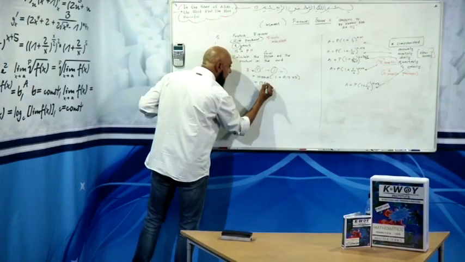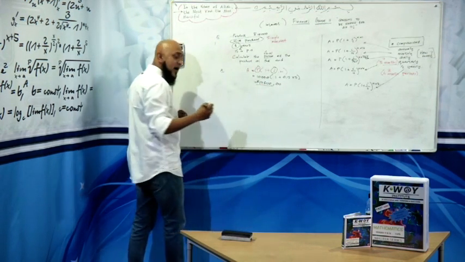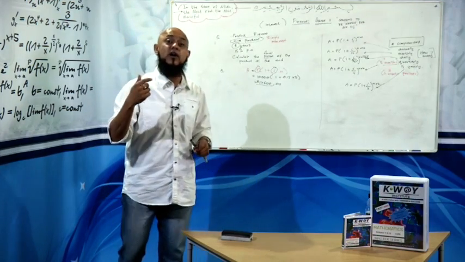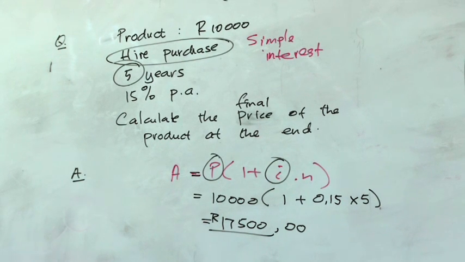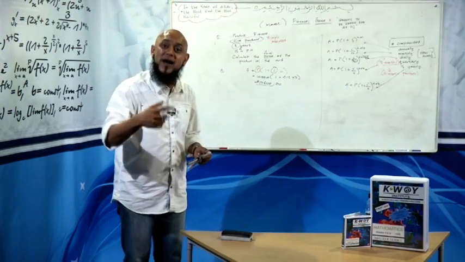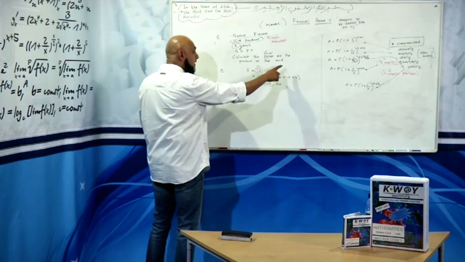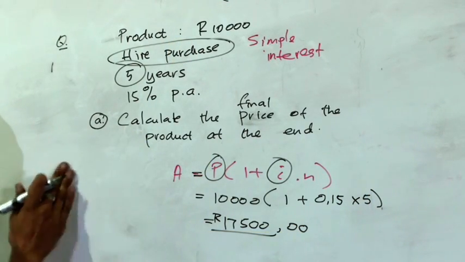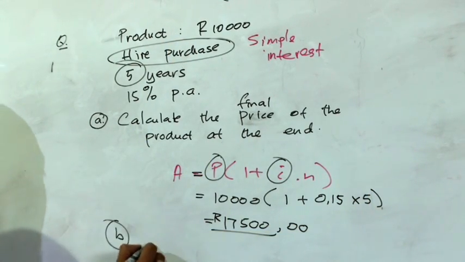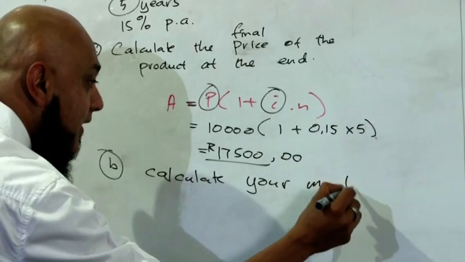17,500. And that is what a 10,000 Rand item will cost you after paying it with interest over a period of 5 years. But now you want to calculate your monthly repayment, because when you take out a hire purchase agreement, you're going to pay a monthly installment. So we calculated the final price of the product at the end. That was question A. So that's the answer to question A. And what if B said calculate your monthly repayment?